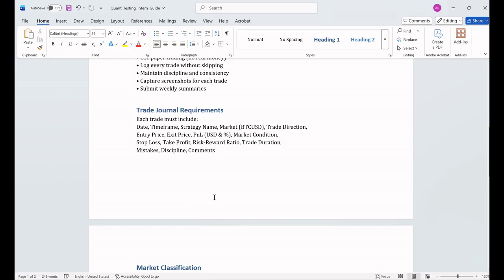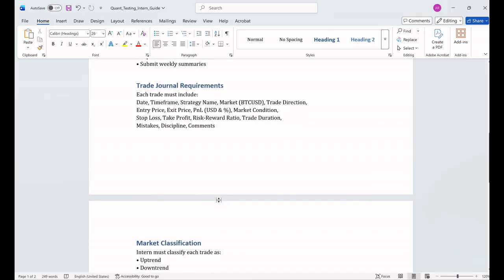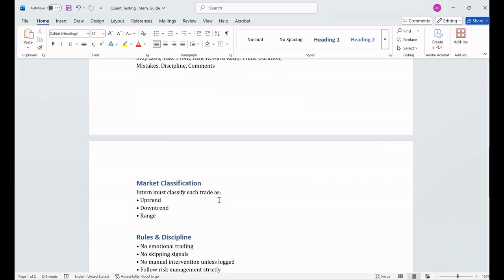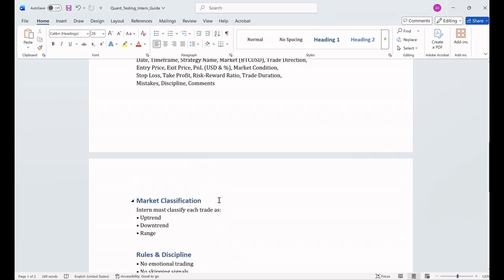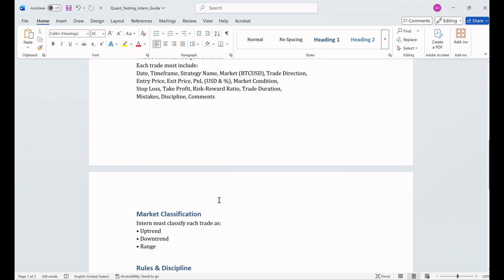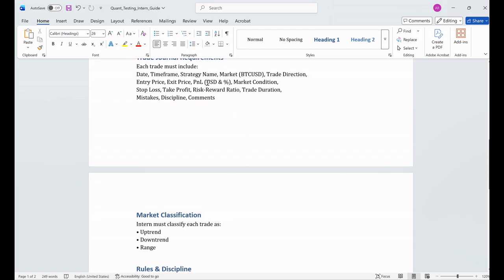Now coming to risk management. Every trade must have a defined stop loss and take profit. You must also maintain a consistent risk-reward ratio. You should use a fixed quantity, such as 1 unit, and avoid changing it randomly. Do not increase your position size after a loss. Do not decrease your position size after a win. Because this introduces bias into your testing.